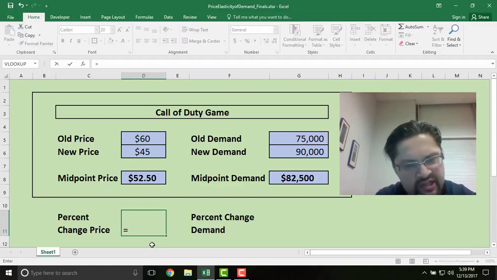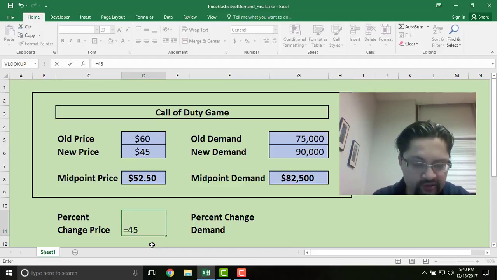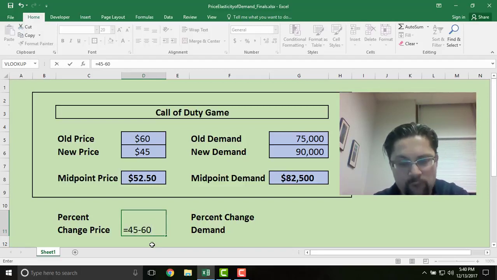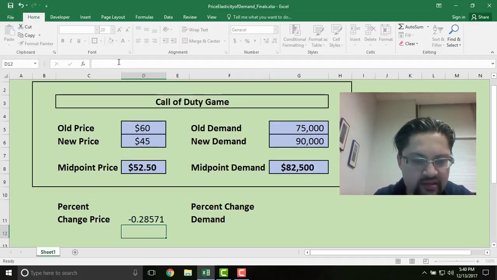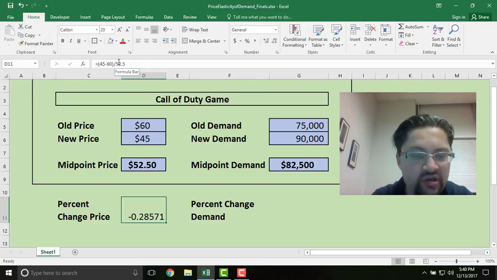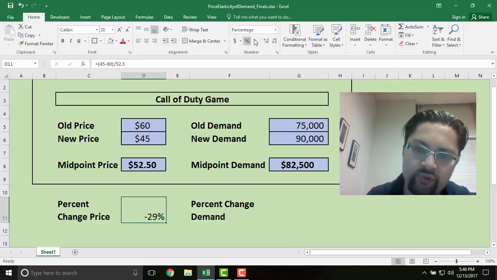So if you remember percent change using midpoint method, it's 45, so the new price, minus 60, the old price, divided by the midpoint. This is why we did the midpoint in the first 2 steps, because we need to find a common denominator that would work whether we subtract 60 from 45 or 45 from 60. We still have that common denominator, and that is so important. Okay? So 52 over 50. That will give us a percent change of 0.285. So really, that's a percent change of about 29%.